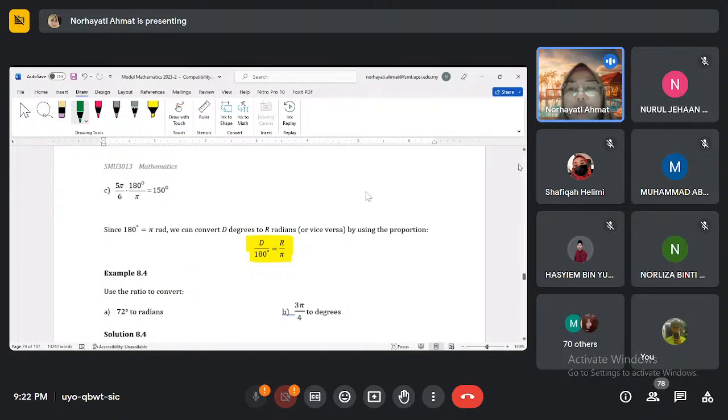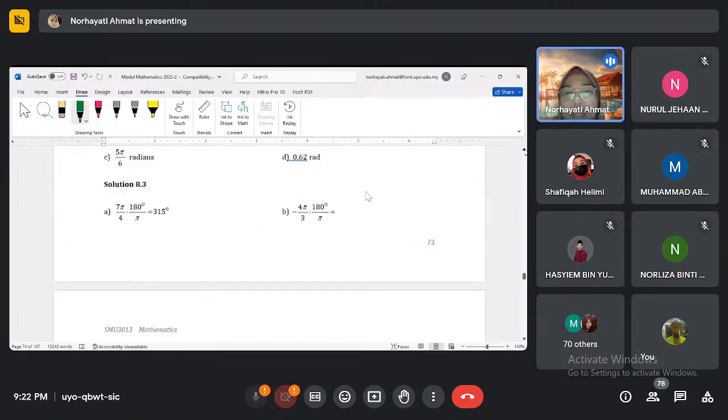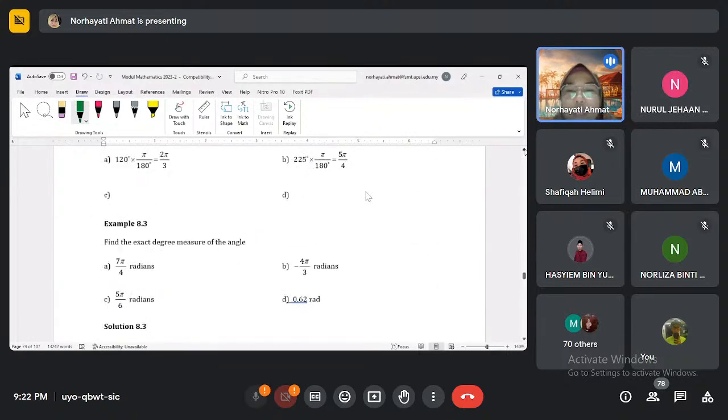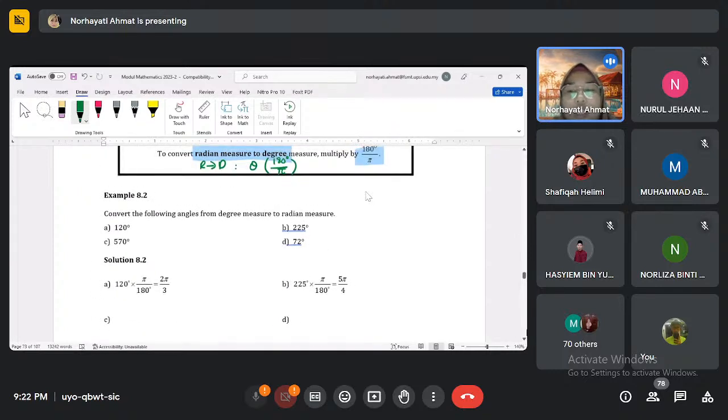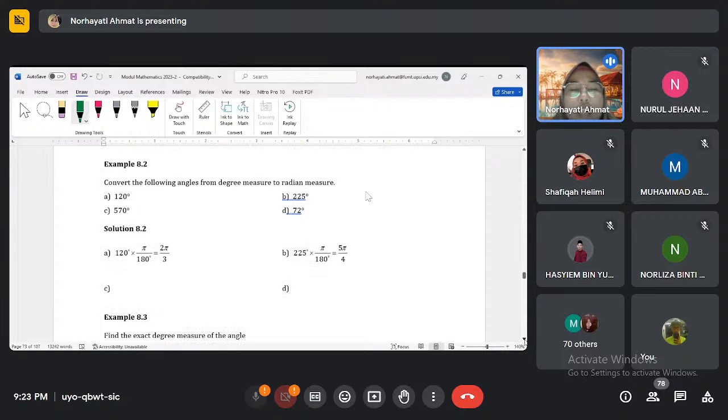Okay, so kalau kita, saya cakap banyak pun tak best, so better kita buat example lah. Okay, exercise. So let's go to example 8.2. We have 4 given angles in degree. We need to convert the angle to radian. So kita ada 120 degree.